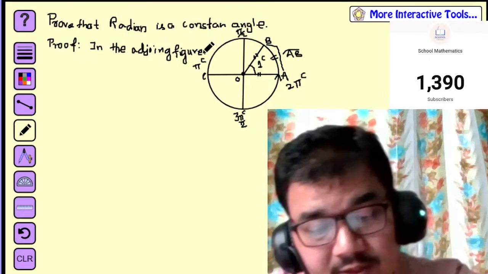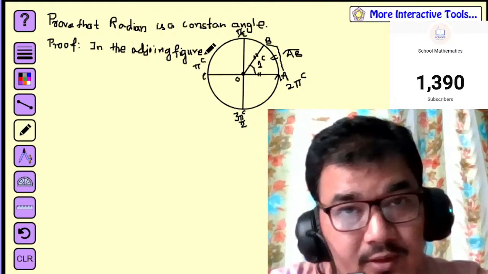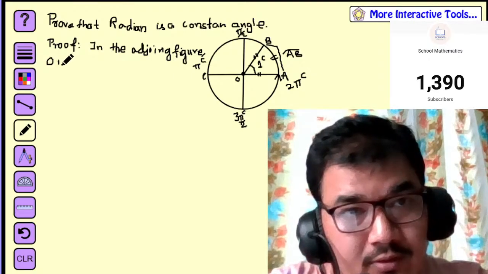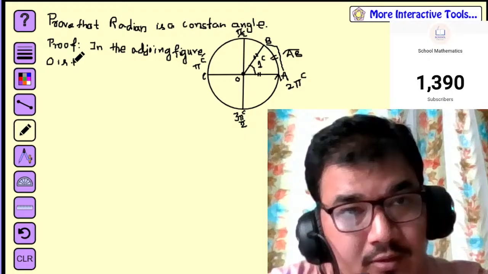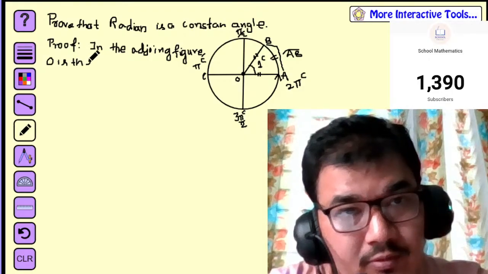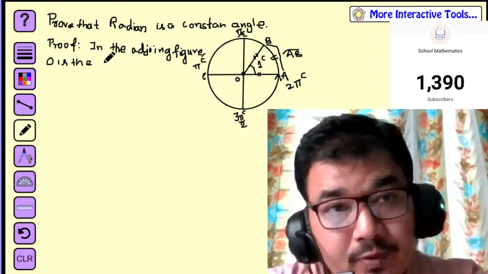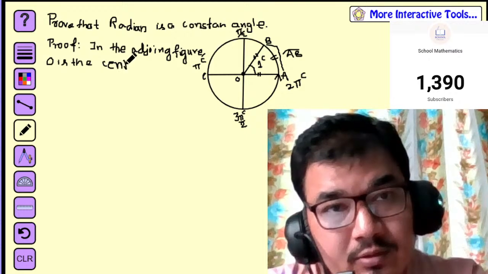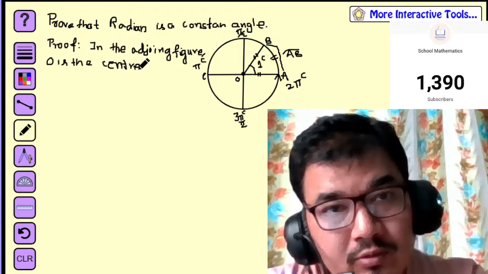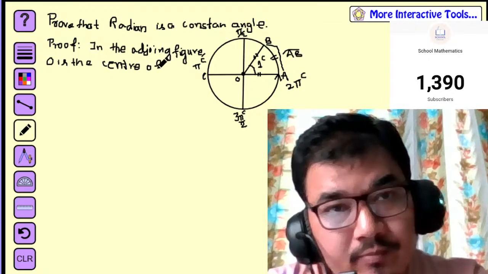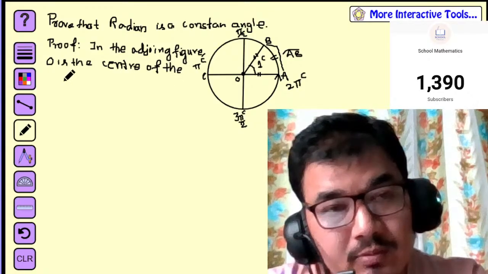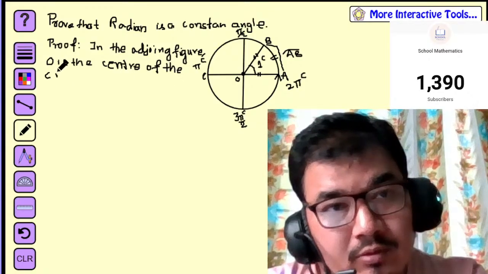Those are all the things. In the adjoining figure, O is the center, with the center of the circle.